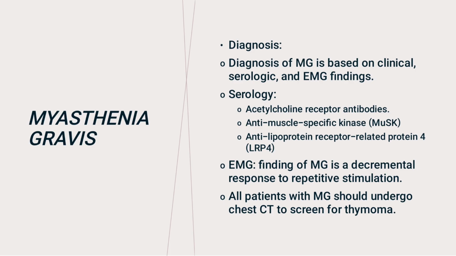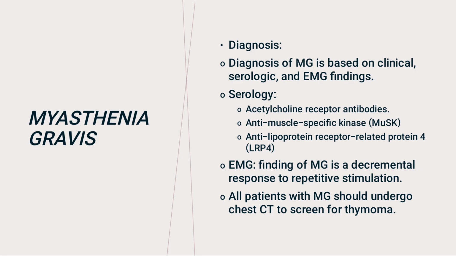So going back to our talk about the diagnosis, we talked about the clinic. Serology, you can use 3 tests: acetylcholine receptor antibodies, anti-muscle specific kinase, and anti-lipoprotein receptor related protein 4. The most used one is the first one. The second one you may see sometimes in the exams, but the first one you should know, and most of the time it comes in the exam.